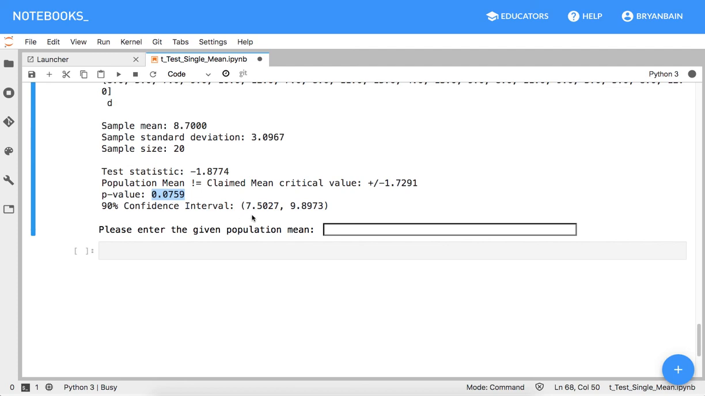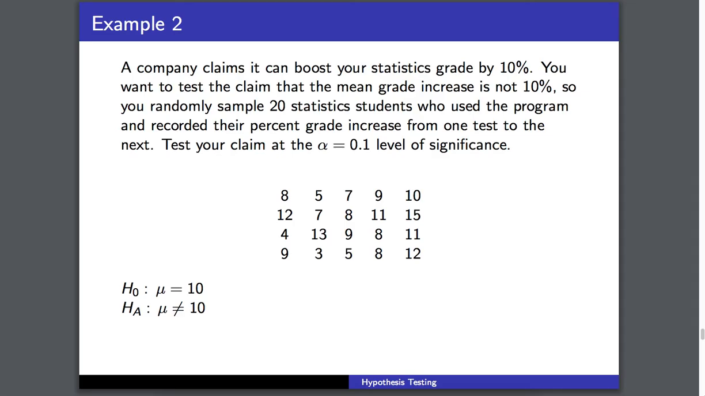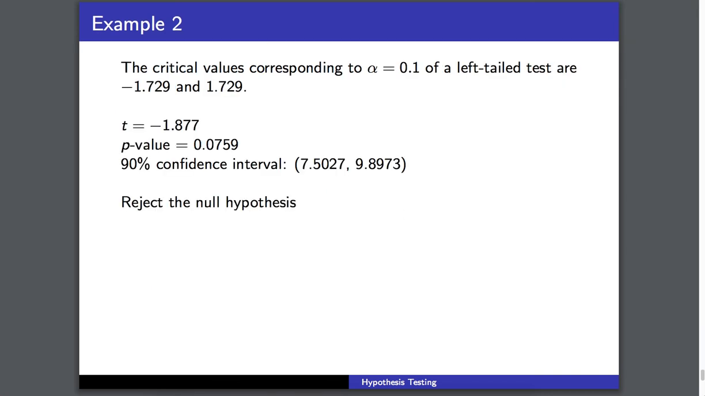Our 90% confidence interval is between 7.5 and 9.89, or even 9.9, very close to containing that mean of 10, but the population mean of 10 is not in this confidence interval. So all three of these methods, whether we take the test statistic and critical value approach, the p-value approach, or the confidence interval approach, all three of them agree that we should reject the null hypothesis. So again, all three of them will agree if we've done our calculations correctly.